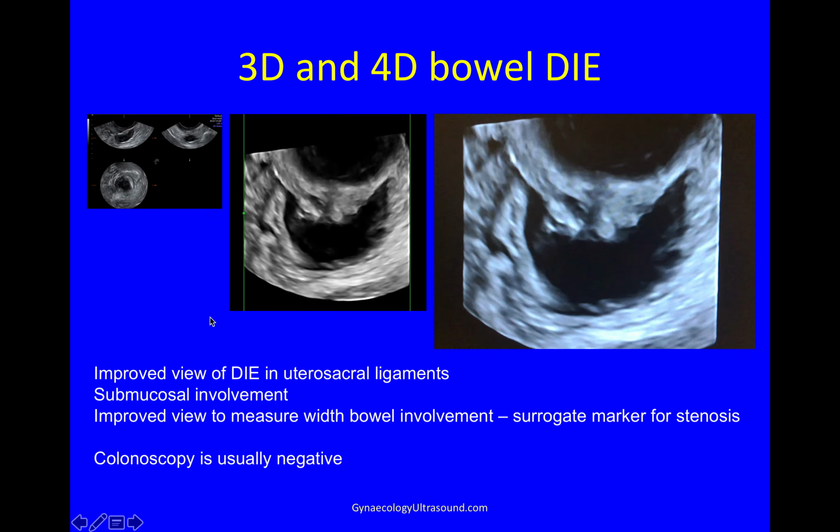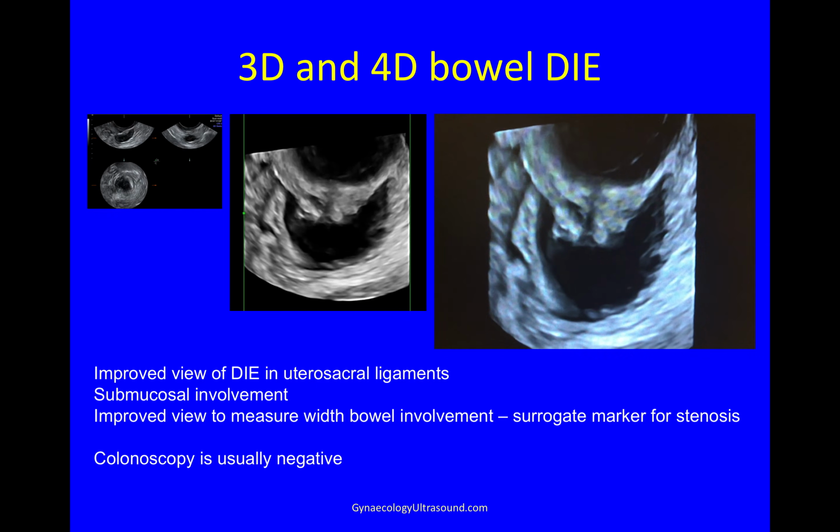You can also do 3D. If you look here at the bowel nodule, I've applied 3D to it and I've rendered that, and here I've got a nice bowel nodule, and there is the retrocervical nodule attached to it. I quite like to do 3D because it improves the view of the DIE in the uterosacral ligaments, and it gives you a nice submucosal view usually. You have an improved view to measure the width of the bowel involvement, which is, as I said, a surrogate marker for stenosis. And you have to know that colonoscopy of this lesion, where the colonoscope comes in this way, is usually normal. So it's very handy to be able to look at it with 2D, 3D and 4D.